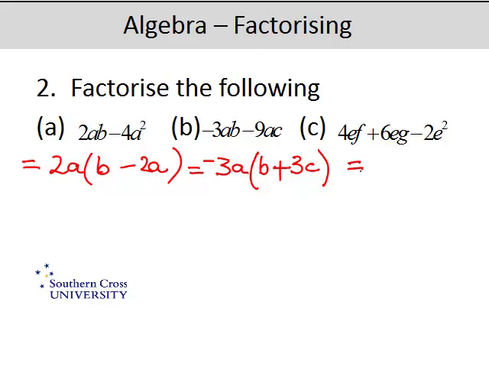Now, moving on to this one, we've got three terms in this expression. 2 will go into all of those numbers, and e, the pronumeral e, is common to all three. So we need to think about what our other factor is going to be. 2e times what gives 4ef? 2 times 2 is 4, and e times f is ef. 2 times what gives 6? e times what gives eg? So it's g. Take away, 2e times what gives 2e squared? It would be just e.